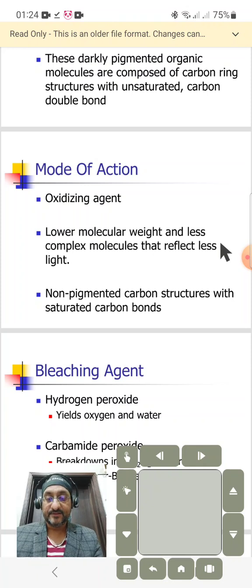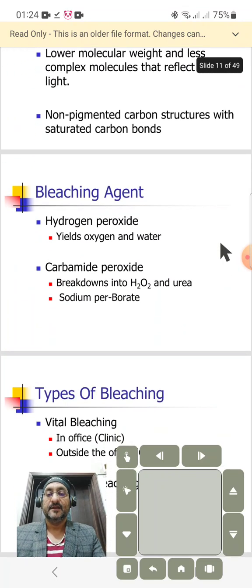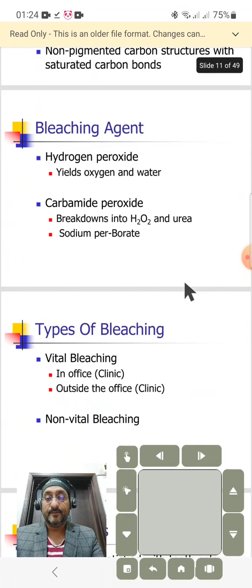So there's a chemical change. The stain will remain inside the tooth, but it reflects a very light color, so the tooth becomes very light. We use hydrogen peroxide that yields oxygen and water. You can also use carbamide peroxide.